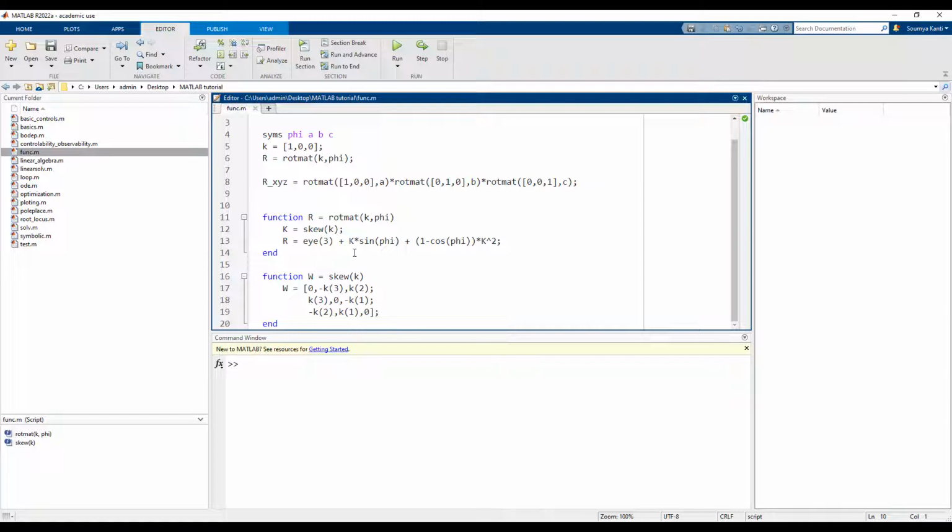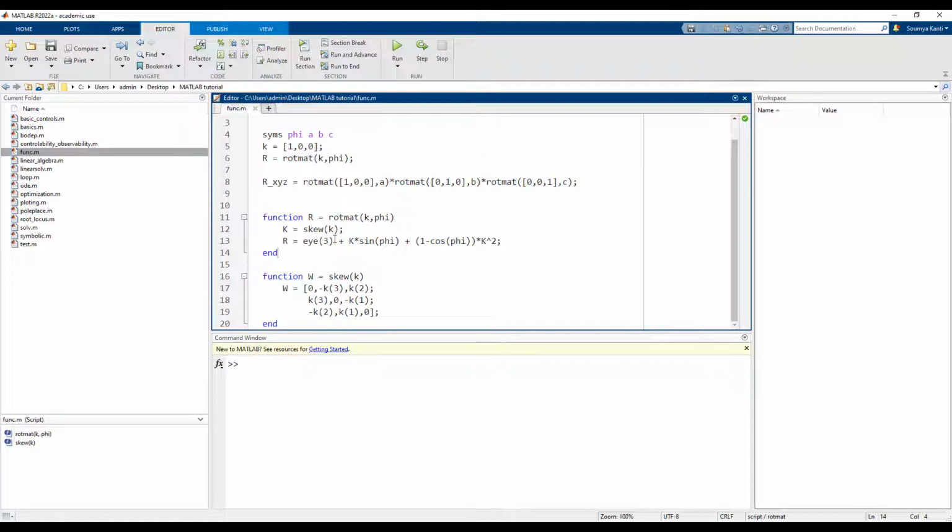Okay, so the syntax of a function is: you write function, then the output of the function, then equals, then the name of the function, and then the arguments, the inputs to the function. Please be aware that this function should not clash with other functions which are predefined in MATLAB, so it should have a unique name. And the function should always stop with an end, so that it knows where the function ends.